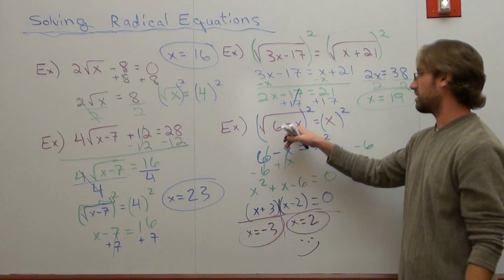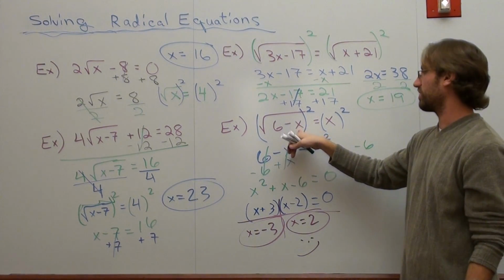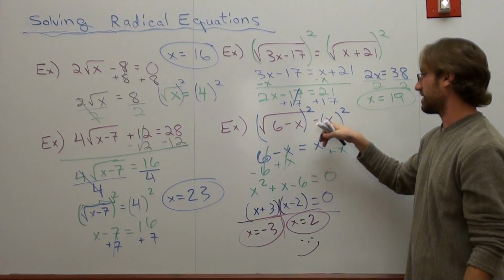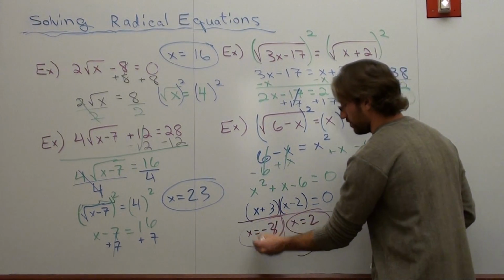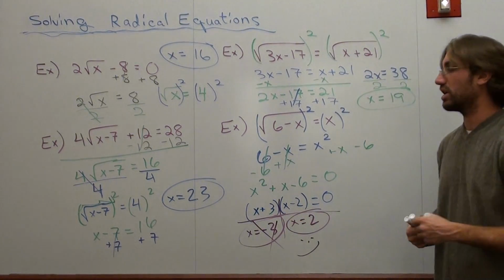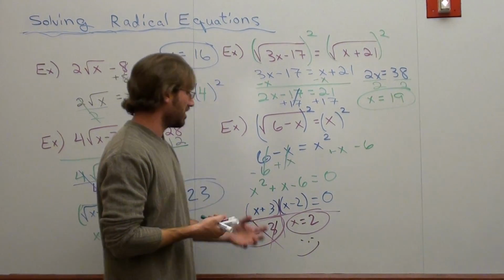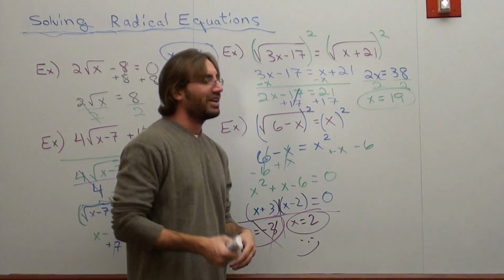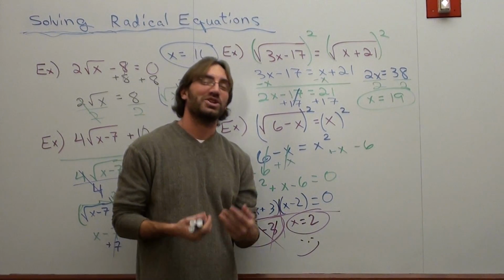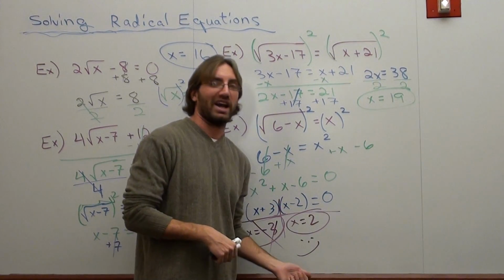Substitute in negative 3. 6 subtract negative 3 is 9. Square root of 9 is 3. 3 does not equal negative 3. This solution doesn't work. And it's at this point that students say, well, you know, Mr. Shahadi, is there a way to understand if it works without checking? And this is where I say, so what you're basically telling me is you don't want to check. And I'm like, that's right.